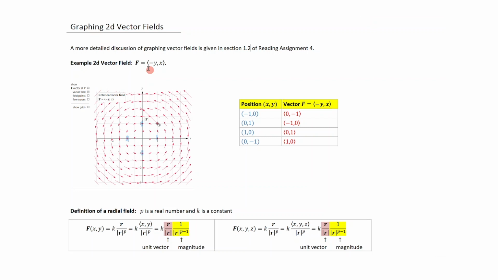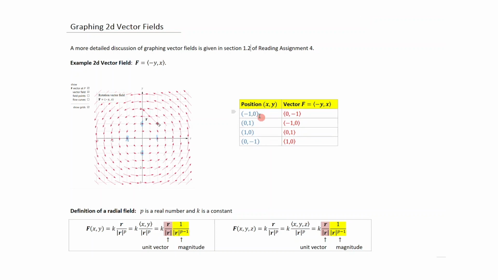So f here is given by minus y, x, and the question is, how do we interpret this type of expression when it comes to graphing it? The simplest thing to do is to consider a table where we consider different positions, that's x and y. I've chosen 4 here.